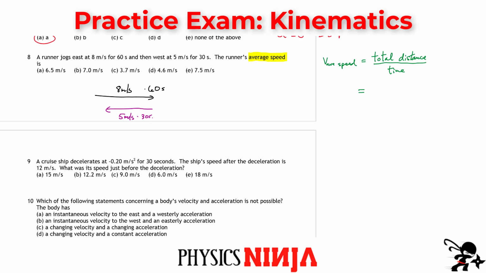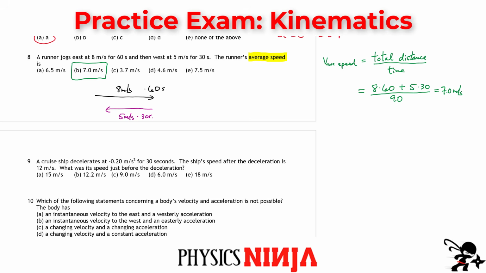So the distance traveled for the east travel is the speed multiplied by the time, right? That gives you a distance. Plus the total distance traveled when I'm going west, which is 5 multiplied by 30. And then at the end, I have to divide by the total time for that trip. The total time is 60 plus 30, which gives me 90 seconds for the whole trip. I put all that in the calculator. I think you should get 7.0 meters per second. Is that one of the choices? And it is, okay? So choice B is the correct answer for this one. All right, good. Let's keep moving.